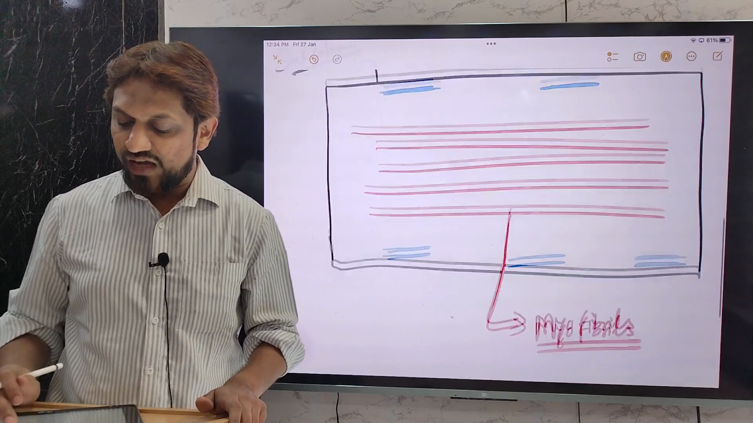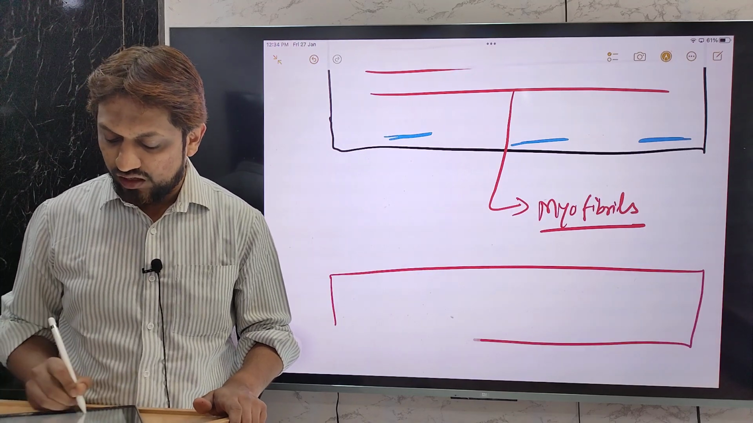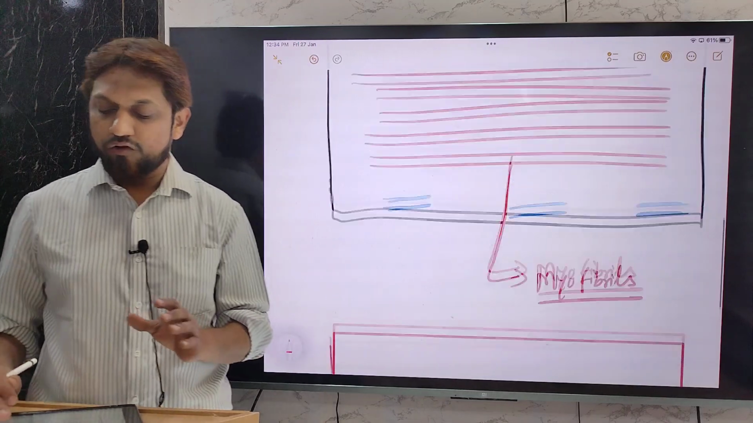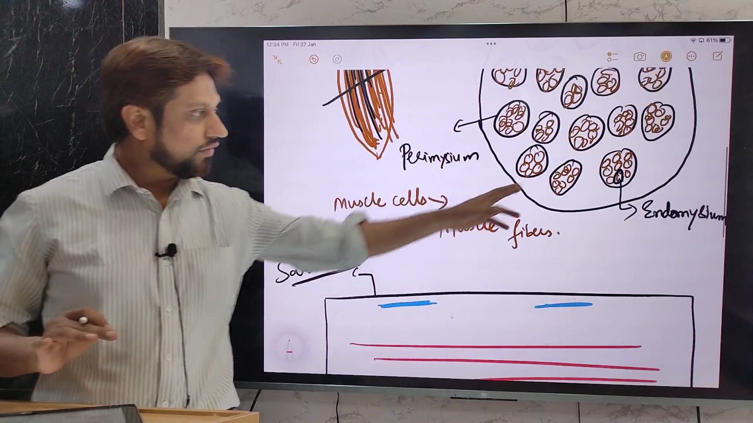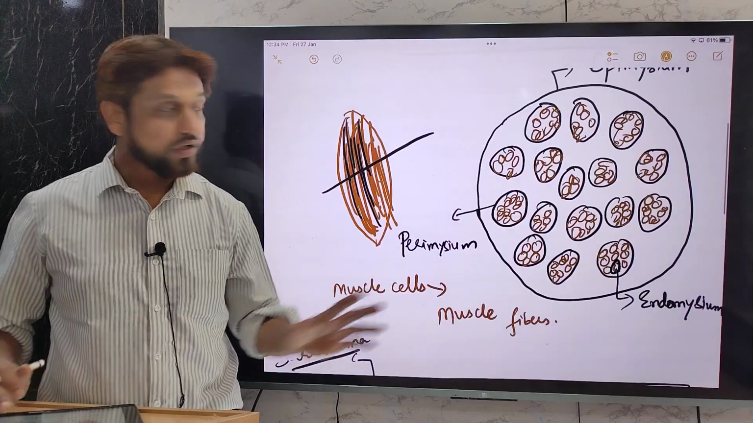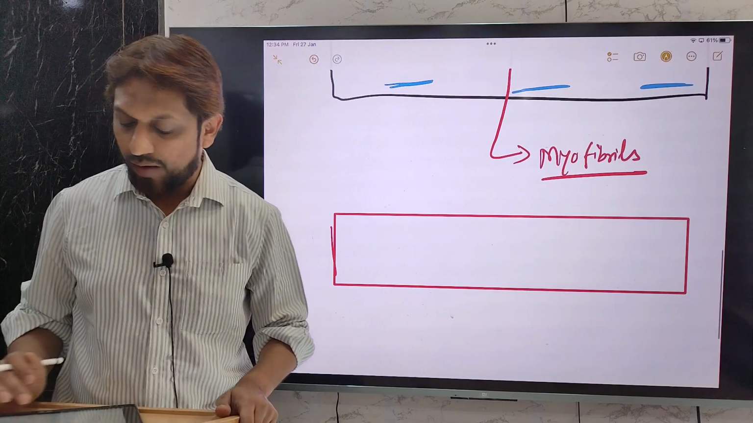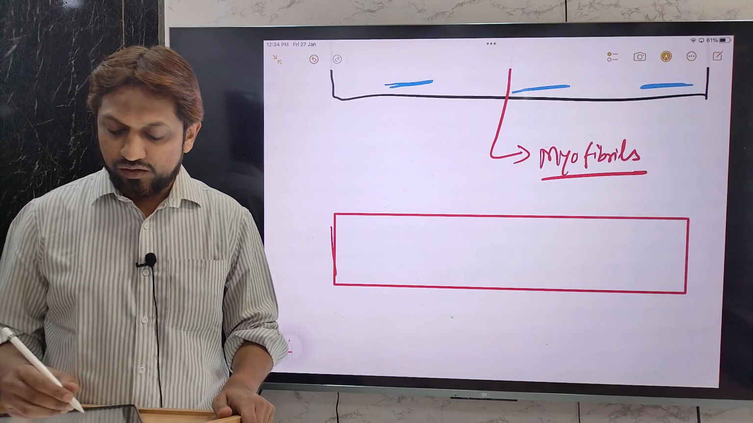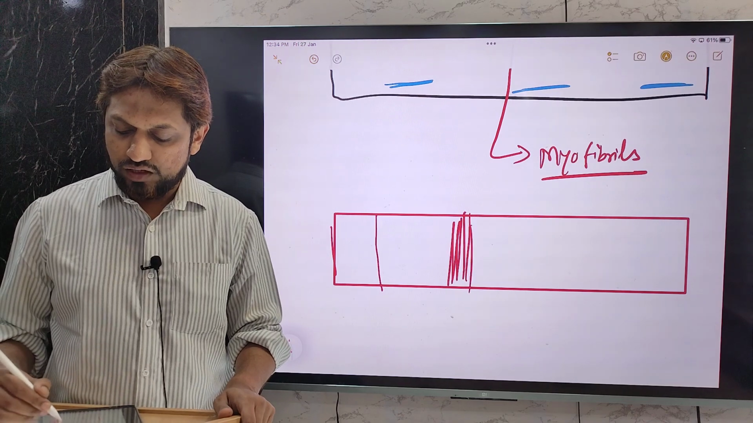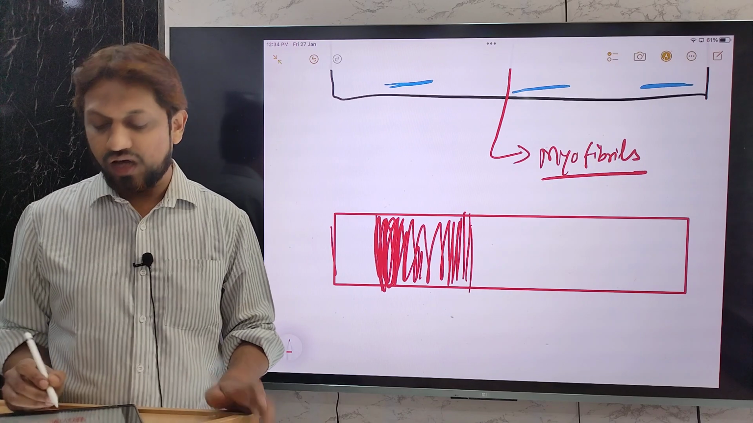If we enlarge and see one single myofibril, where is this myofibril present? Myofibril is present inside the muscle cell, and the muscle cell is nothing but a muscle fiber. We have already discussed the arrangement of the muscle cell. In these myofibrils, the appearance has typical alternate light and dark bands.